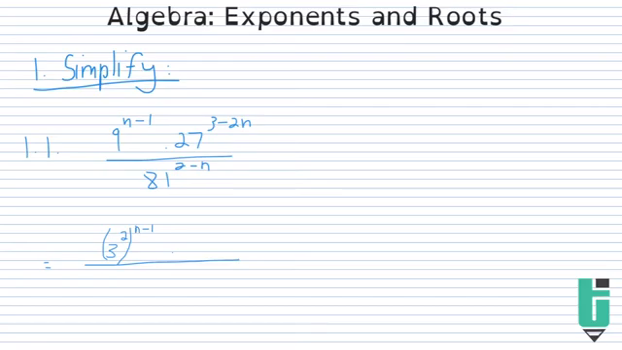Cool. So now we consider 27. Is there something that we can break it down to? If you look at 9, we broke it down to a base of 3. Can we do the same for 27? Yes, we can. We know that 27 is technically equal to 3 to the power 3. And 27 was raised to the power of 3 minus 2n, so we'll just add that there as well. And then lastly, 81. Can we break that down further into a smaller base? Yes, we can. 81 we can write as 3 to the power 4. And then we just have to add the 2 minus n.